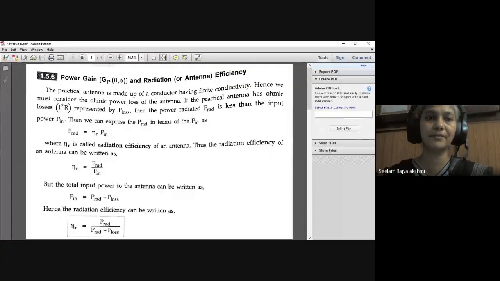Power gain. It is represented as P with suffix G here. Power gain Gp of theta comma phi, and radiation or antenna efficiency. Power gain and radiation efficiency.